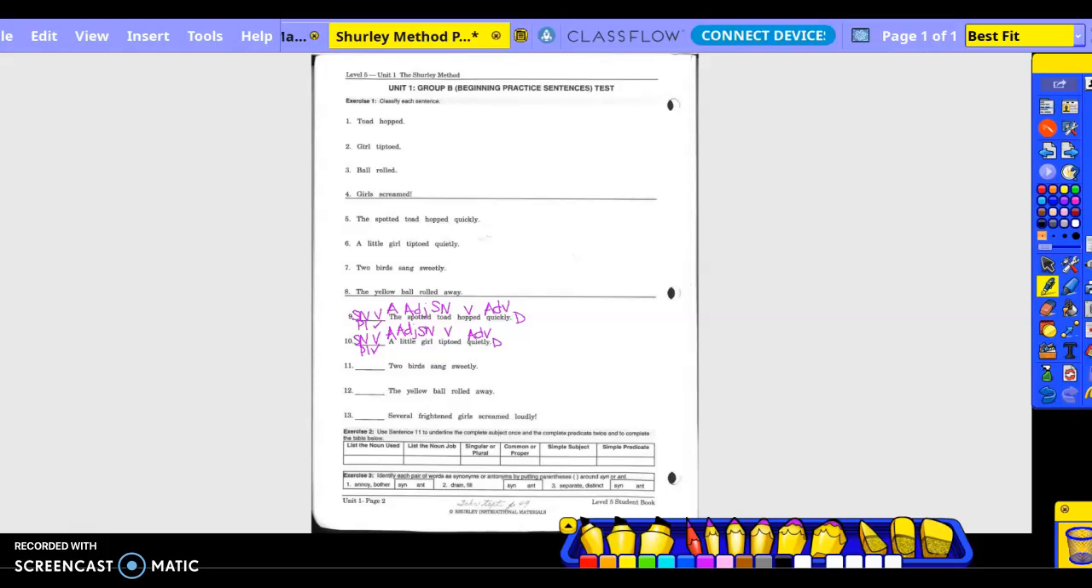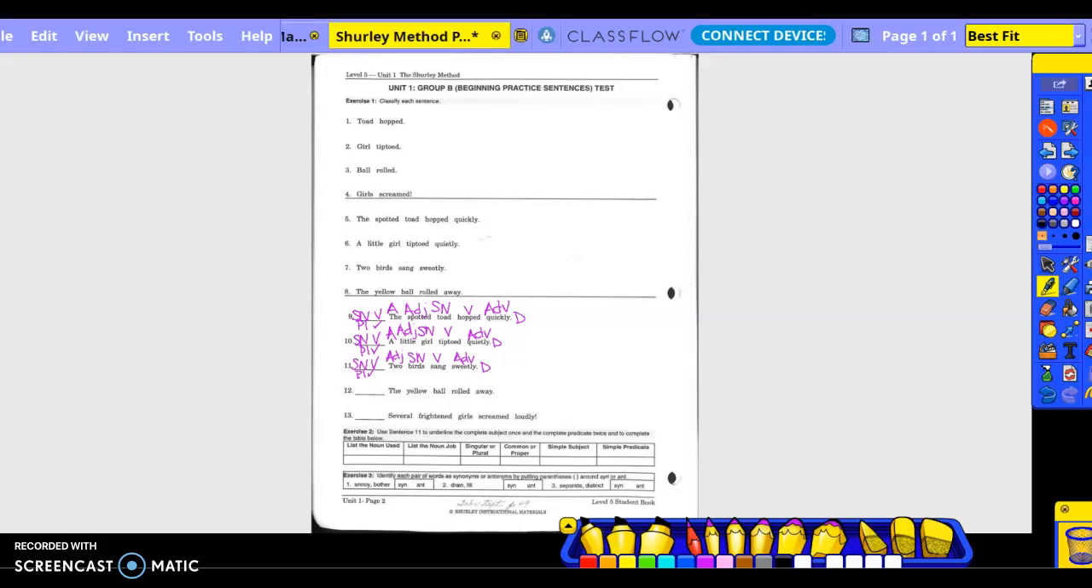Okay. Two birds sing sweetly. What sing sweetly? What is being said about the bird? Singing how? How many birds? Pattern: subject, noun, verb, pattern one, check. Period.